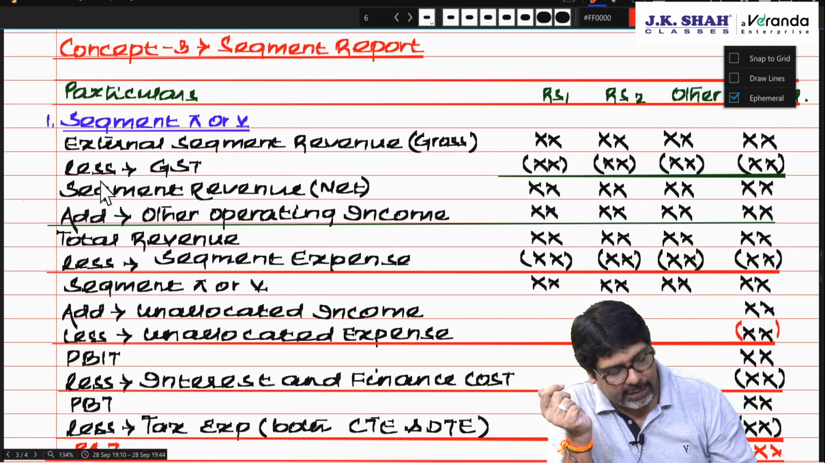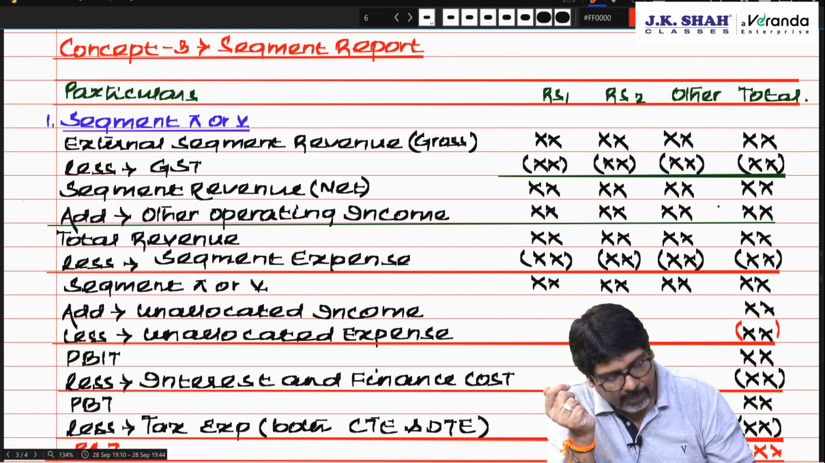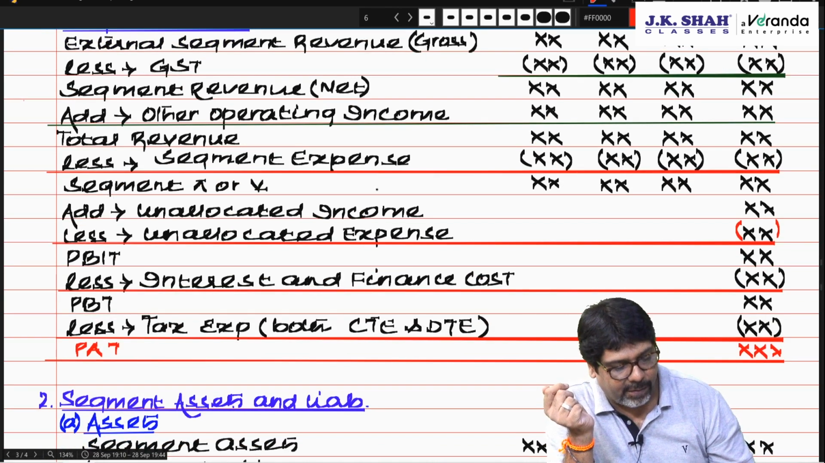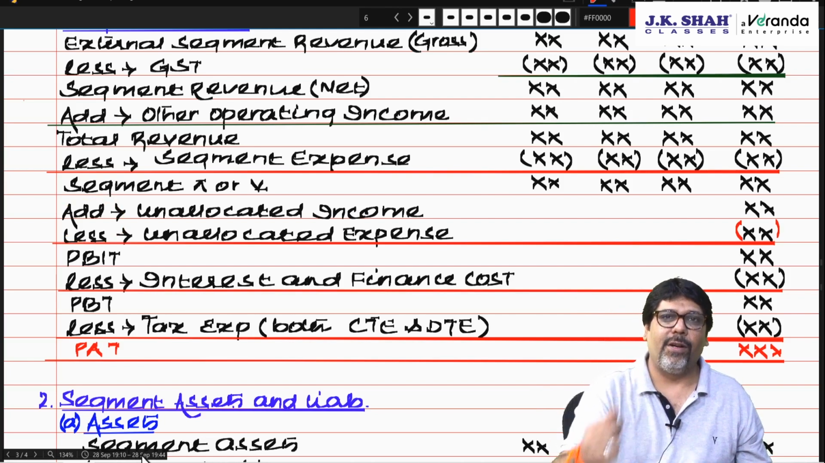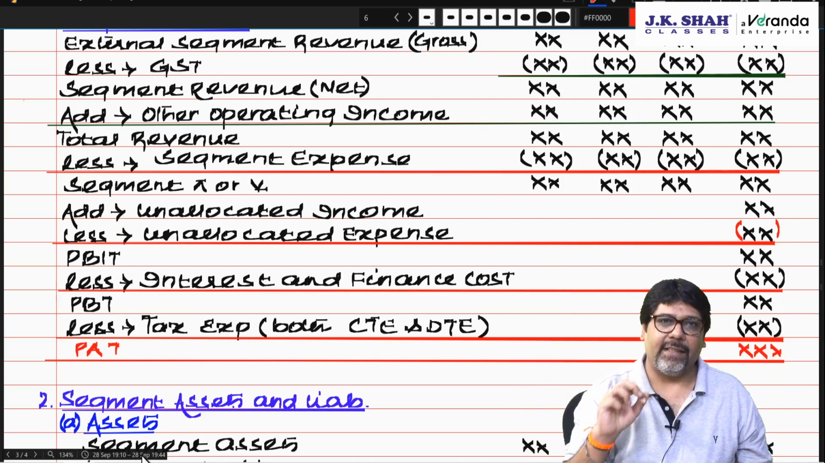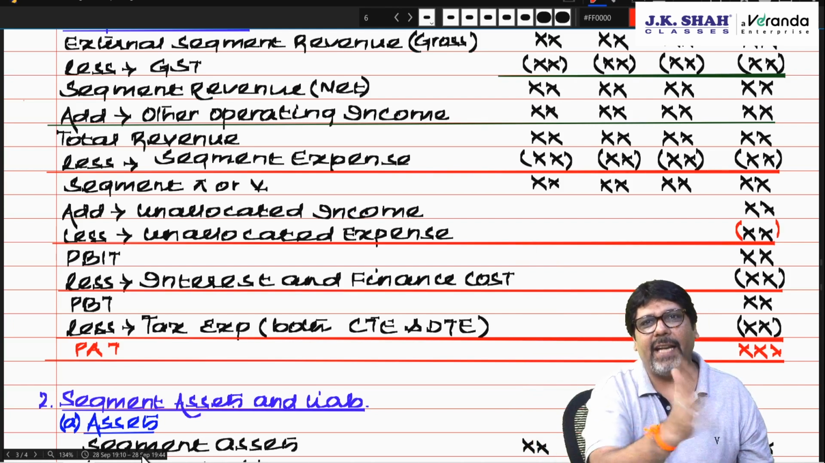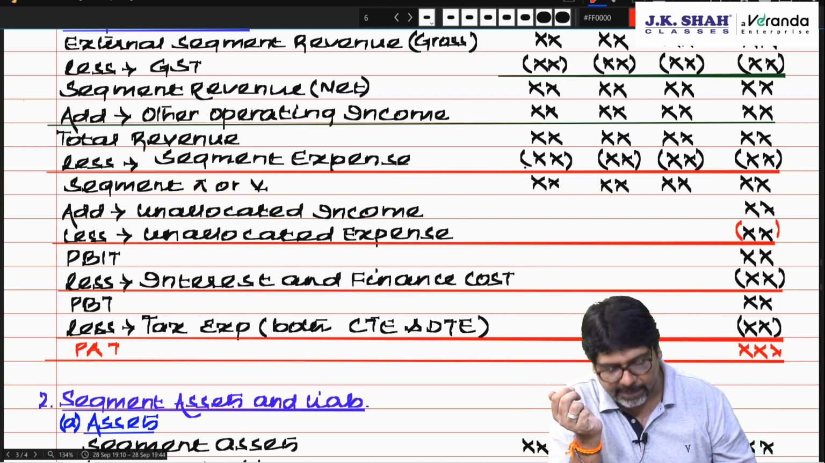External revenue, gross less GST, gives you segment revenue. Add other operating income, that will give you total revenue. Total revenue minus segment expenses gives you segment profit or loss. Unallocated means expenses of the organization which could not be attributed to any segment. Head office rent, head office electricity, head office peon, those expenses which could not be identified with any segment are called unallocated income and expenses.